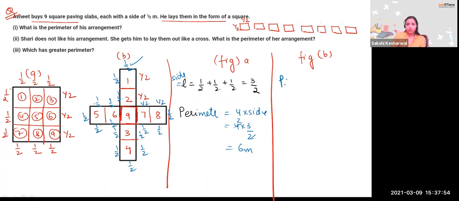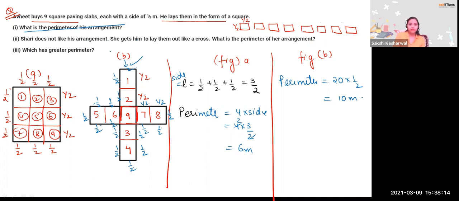So its perimeter is going to be what, beta? 20 into half, yes or no? Which is equal to 10 meter. You got the perimeter of this arrangement. Now it says that Shari does not like this arrangement. She gets them laid out like a cross. What is the perimeter of the arrangement?